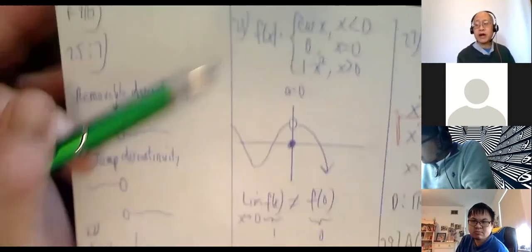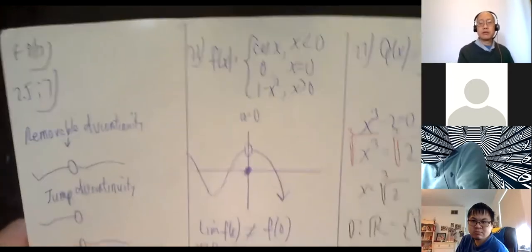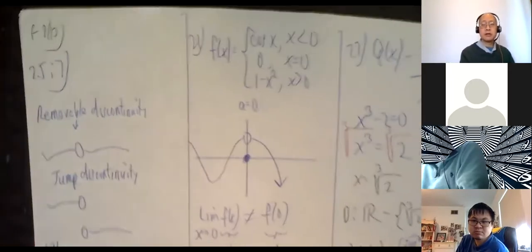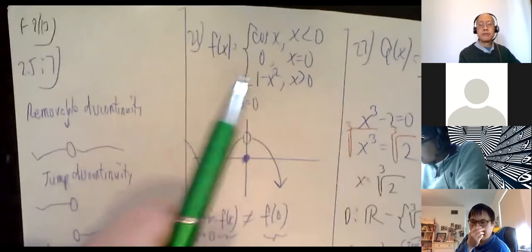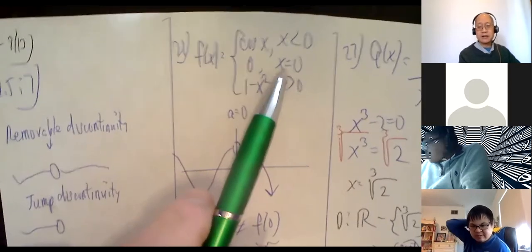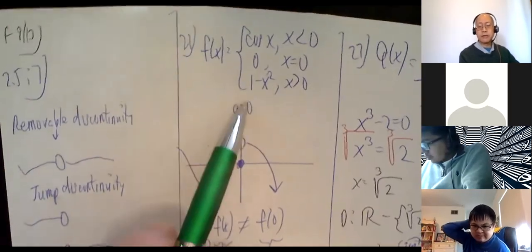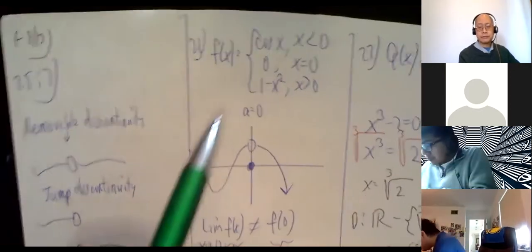And then question number 21, they give you a piecewise defined function. Now, anytime they give me a piecewise defined function, that's a good bet where you might think the function is discontinuous. So f of x is cosine x for x less than 0, 0 when x equals 0. Don't be scared by this. This is just a dot, 0, 0, the origin, there it is. And 1 minus x squared for x greater than 0.